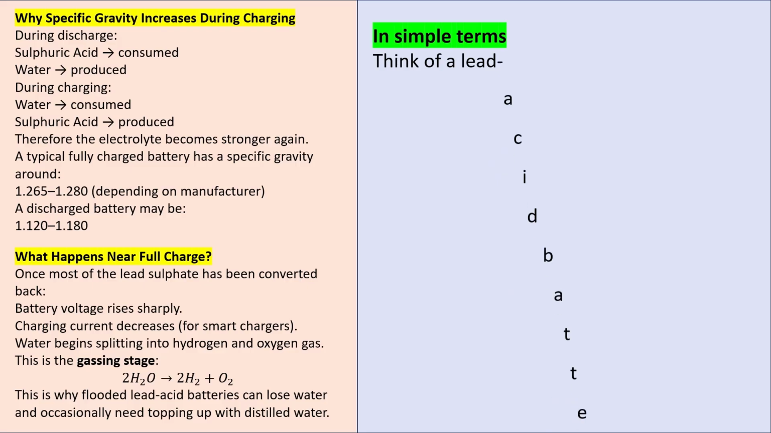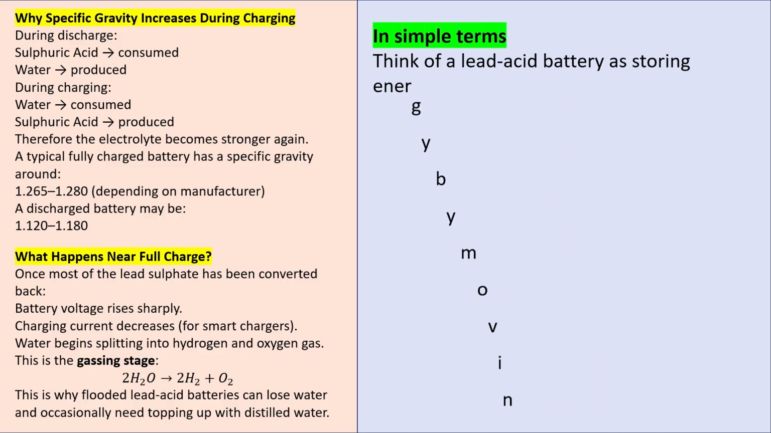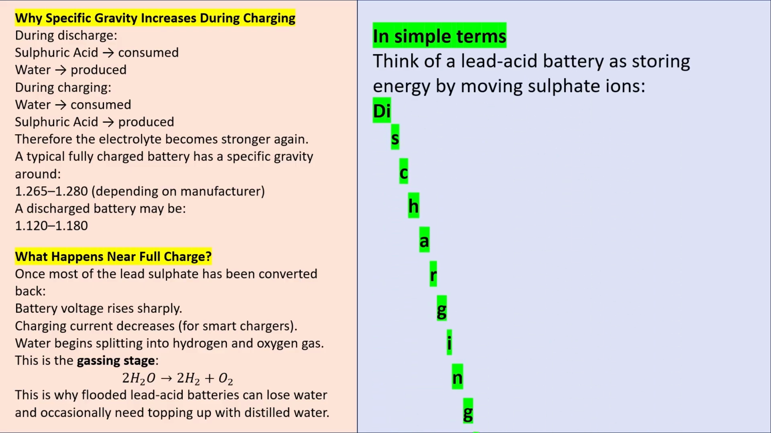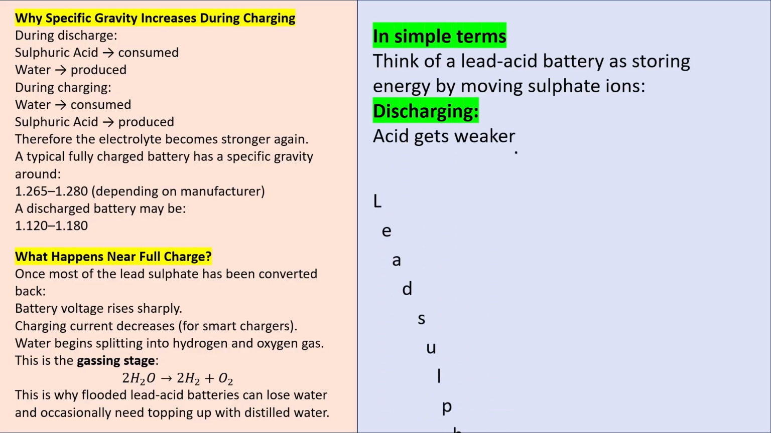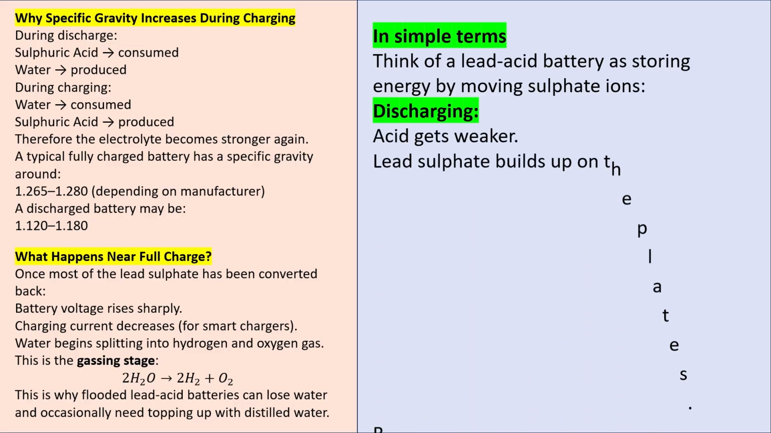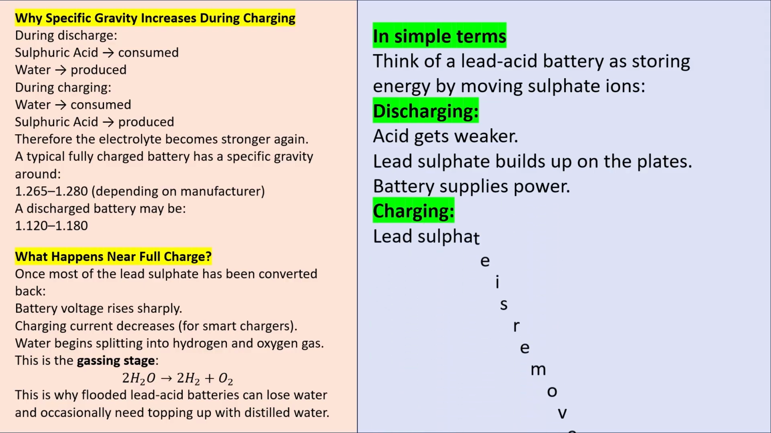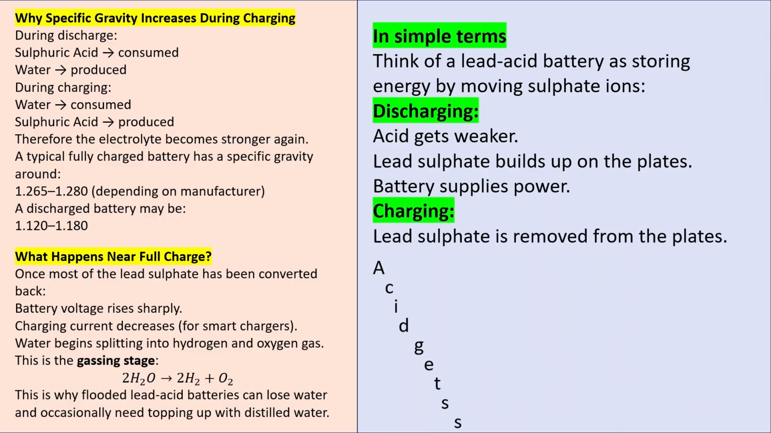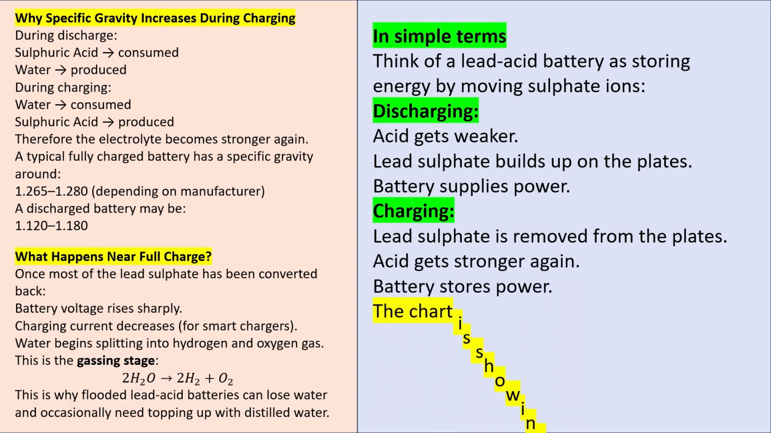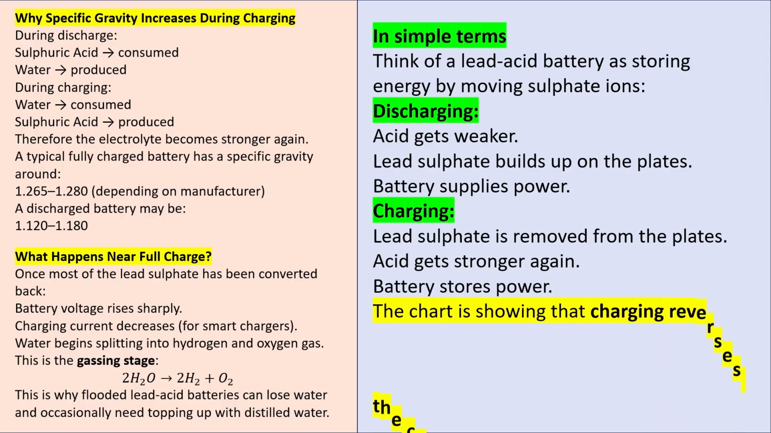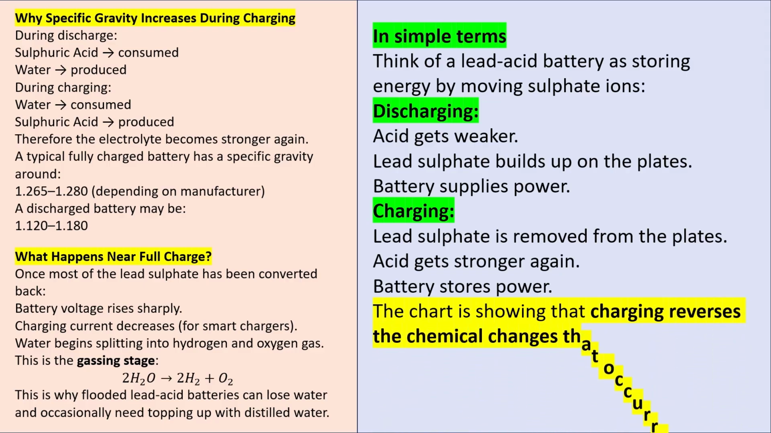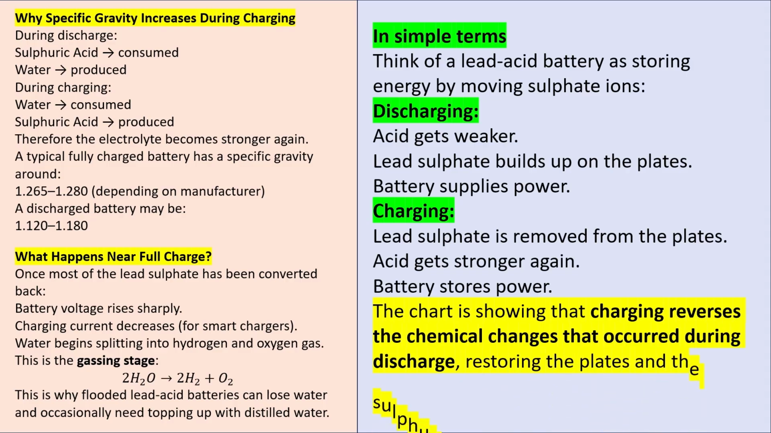In simple terms, think of a lead-acid battery as storing energy by moving sulfate ions. Discharging: acid gets weaker, lead sulfate builds up on the plates, and the battery supplies power. Charging: lead sulfate is removed from the plates, acid gets stronger again, and the battery stores power. The chart shows that charging reverses the chemical changes that occurred during discharge, restoring the plates and the sulfuric acid to their original state.